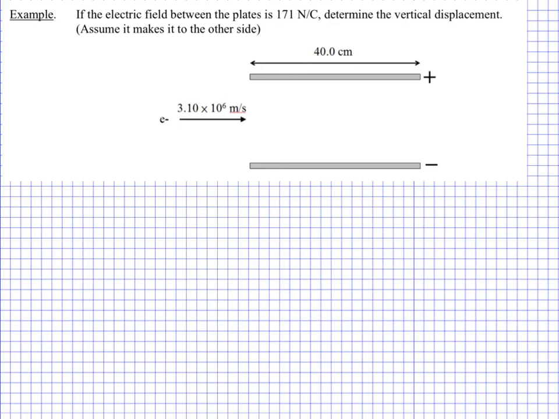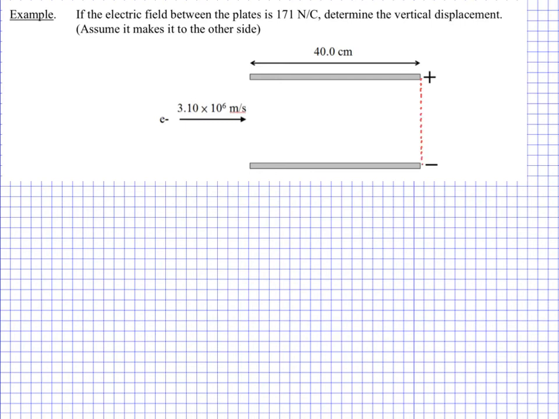Here we have, again, a moving charge in a perpendicular electric field. This time we have our projectile motion going on. So what are we told? Well, we're told that we know the electric field between the plates. We need to determine the vertical displacement. Assuming that it makes it to the other side, which is here, we can kind of imagine there's a screen here that detects where the electron hits.